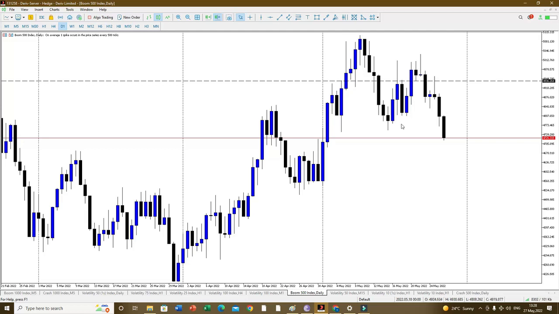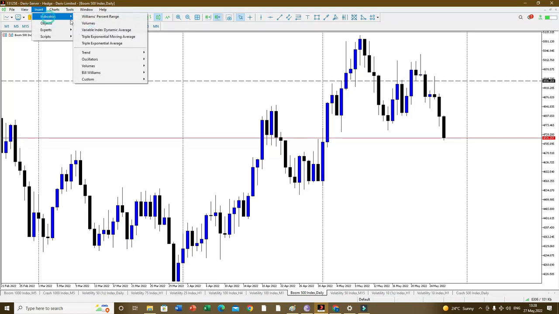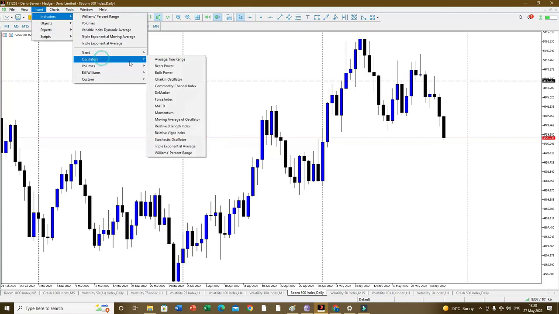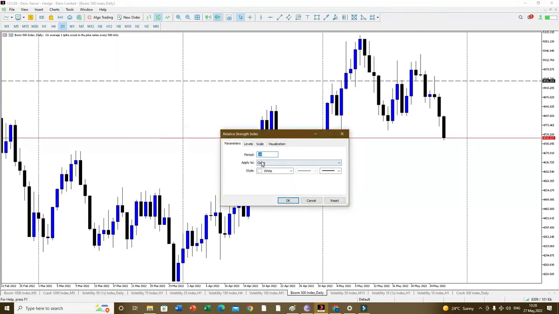To set this up, this is the process you have to go through. The first thing, you come on Insert, Indicators, then Oscillators, and you put the RSI, Relative Strength Index. Then you set it to period 14, apply to close, and for style, you put the color of your background. My background is white, so you put the color of your background.